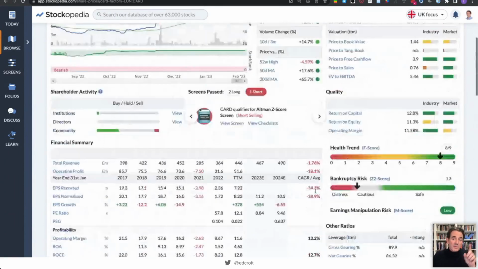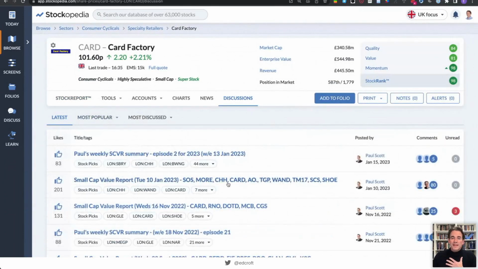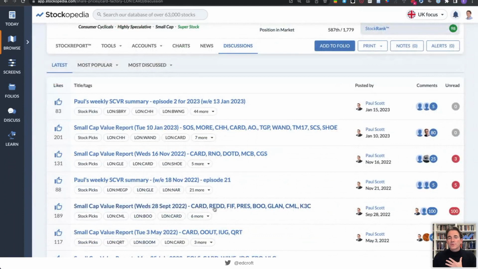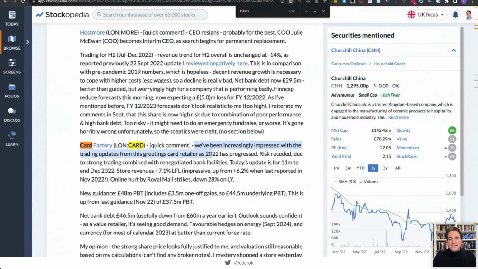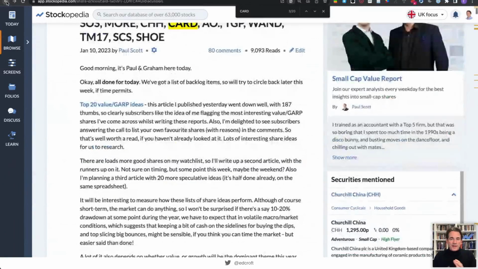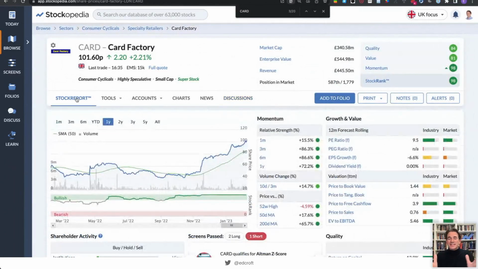But one thing to be aware of, if you click on discussions, you're going to get all the small cap reports. And Paul and Graham, you can see they've done lots of reports on Card Factory. And if you click through, you can quickly go search for whatever they've said. We've been increasingly impressed with it, trading updates. I do not own it, but the small cap report is so good in these sorts of situations, and they do an absolutely incredible job in the community there. I know lots of you are probably from the community there. It's just incredible. I'm just so in awe. Anyway, not a holder. Last one.